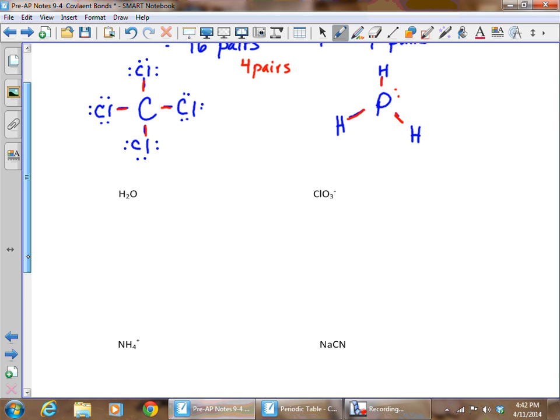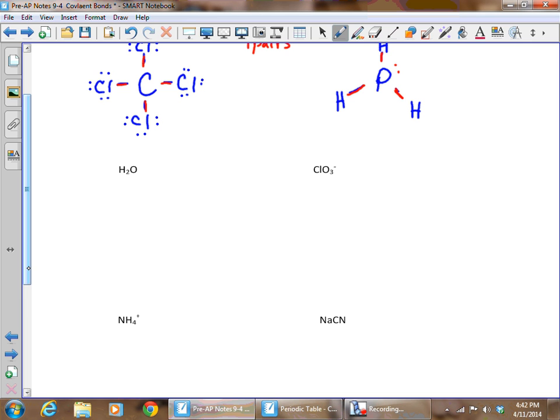Now let's look at H2O. Again, find the valence electrons, 1 for each hydrogen, but there are 2 of them, so that's 2 valence electrons total. We look up oxygen. Oxygen's in group 6A, so it's going to have 6 valence electrons. So 8 valence electrons, or 4 pairs.